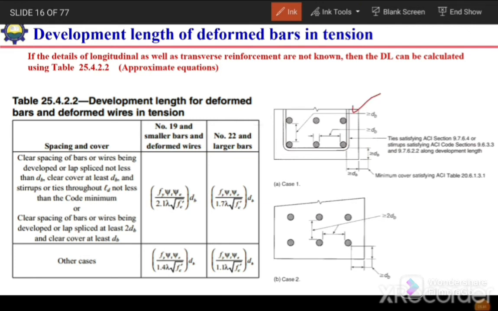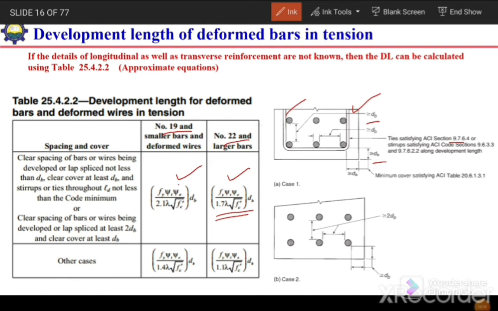So if these conditions are satisfied, meaning the spacing between the bars is greater than the diameter of the bar, the clear cover is greater than the diameter of the bar, and these stirrups fulfill the requirement of ACI section 9.7.6, in that case we will use these two equations. For 19 mm or lesser, we will use this equation. For 22 mm or larger diameter bar, we will use this equation.